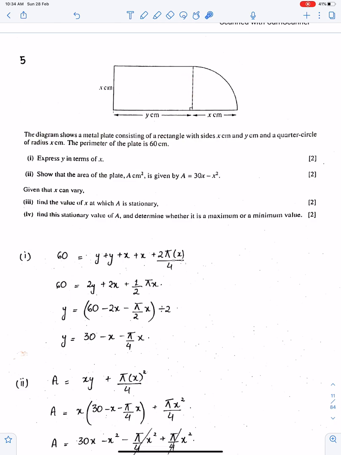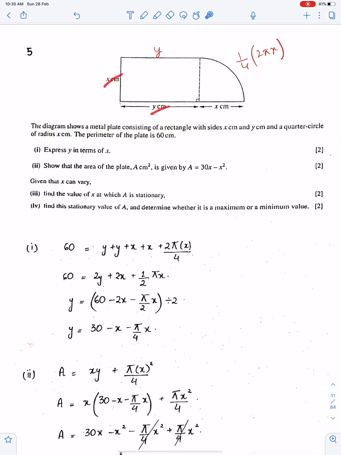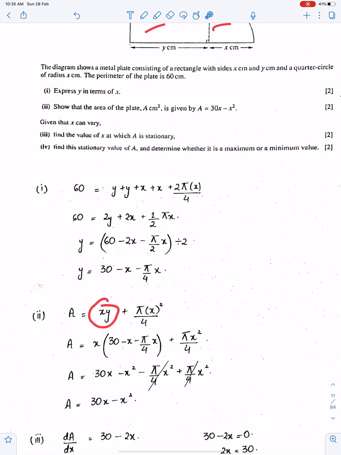For perimeter, you need to consider the solid lines, and this is the 1/4 of circumference of circle because it's quadrant. So perimeter is 60. Take this y, this x, this y, and this x, and this 1/4 of circumference of circle, and make y subject. We always use the given information and we make y subject. Now we have to prove area of this diagram. So this is rectangle and this is quadrant. So area of rectangle is xy, whereas area of quadrant is 1/4 of area of circle. By substituting y here, we can get the answer. This is the area.